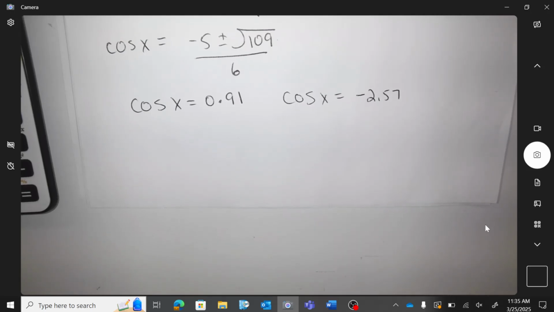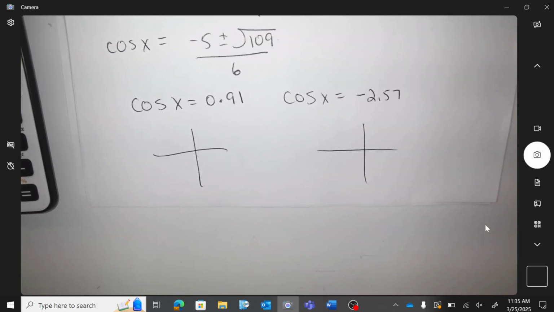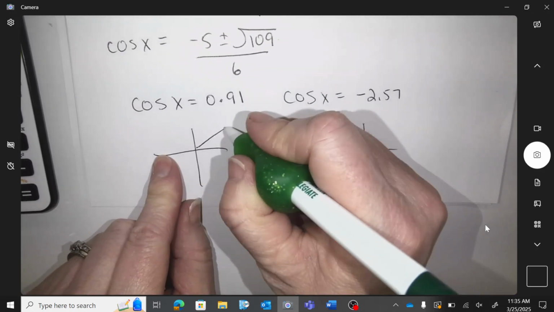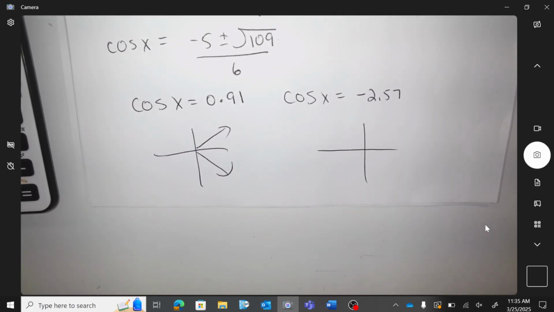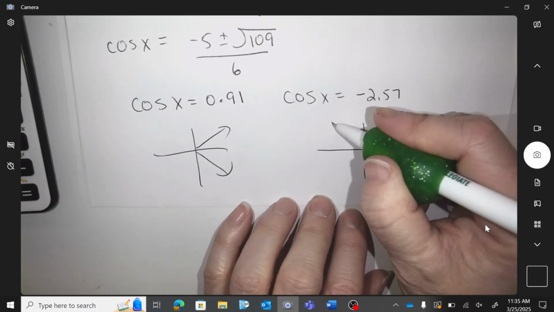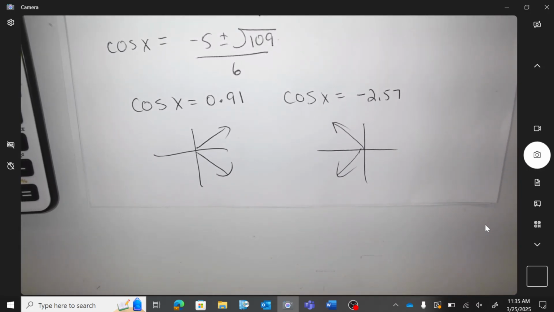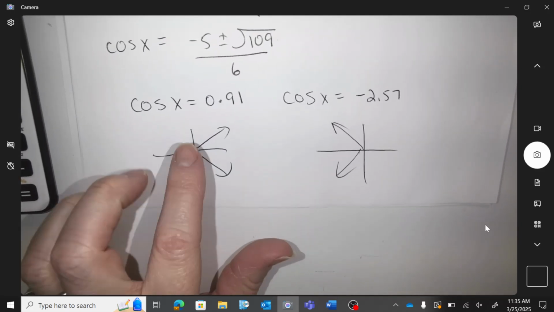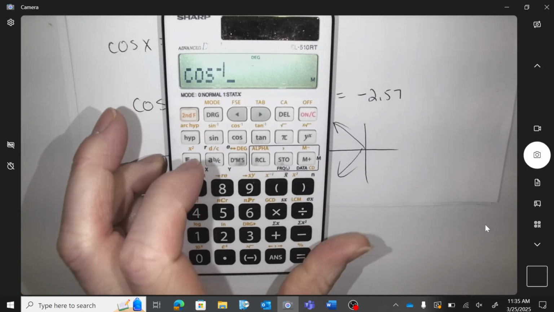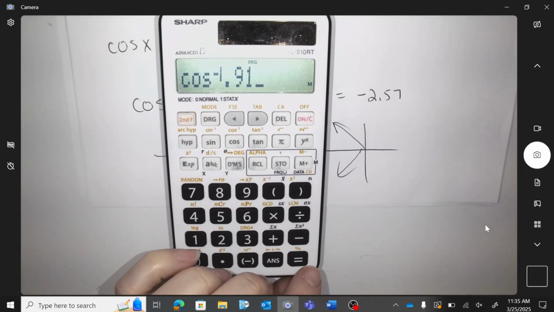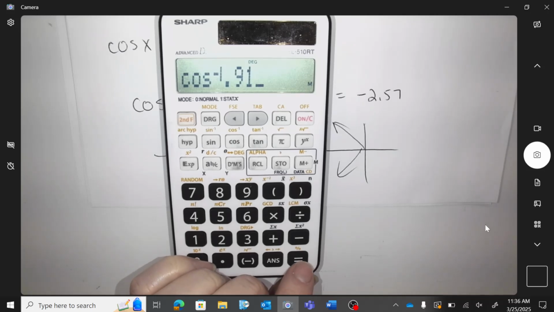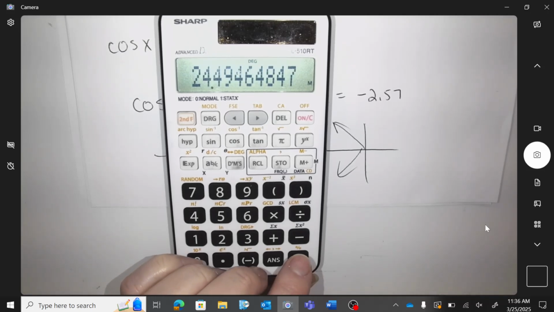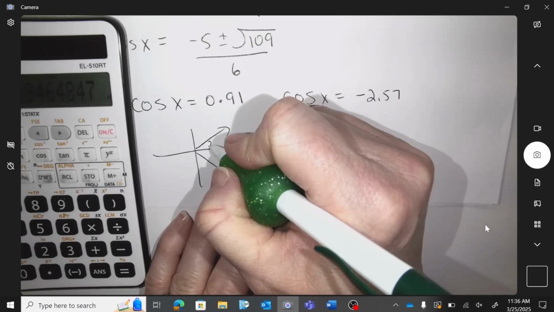So now what is step 2? ASTC. So on this stream, cos is on the right-hand side, positive. On this stream, it would be on the left-hand side. Okay, I'm going to cos inverse the trig value. So I'm going to just use 0.91, 24.5 degrees.